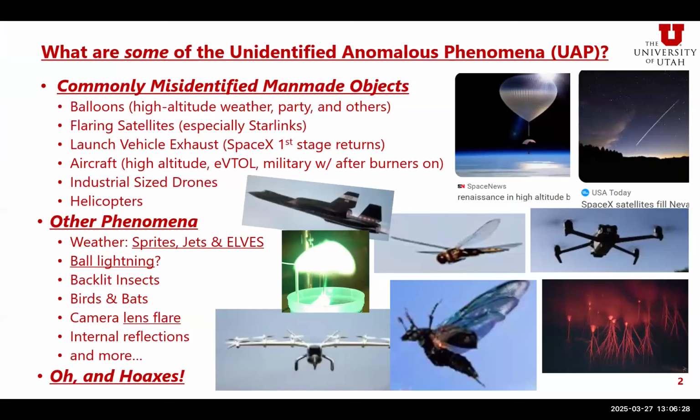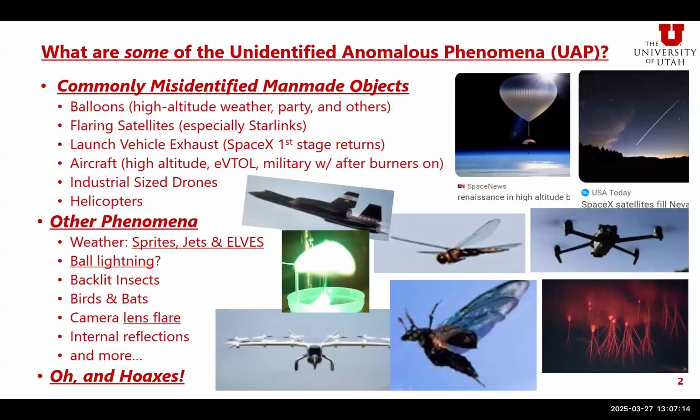But before I get there, I want to go through examples of things that we have lots of misidentifications of. So, for example, balloons, that'll be the UFO over New York City case. And this one in particular ended up being a party balloon. But there are also very high altitude balloons that you can get glints off of, for example, weather balloons and science balloons. Then the other thing that we see a lot of are flaring satellites, especially Starlinks. And I'll describe what a flaring satellite is. We get launch vehicle exhaust examples, in particular from SpaceX.